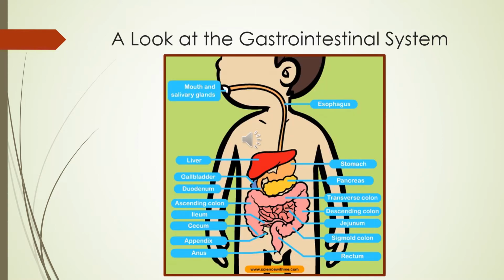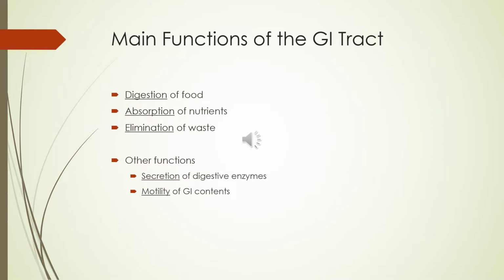And here's a quick look at the gastrointestinal system from the mouth to the anus and all of the organs in between. Our main functions of the GI tract include digestion of food, absorption of the nutrients, elimination of the waste, and then other functions would include our secretions of the digestive enzymes and the motility of the GI contents throughout the system.